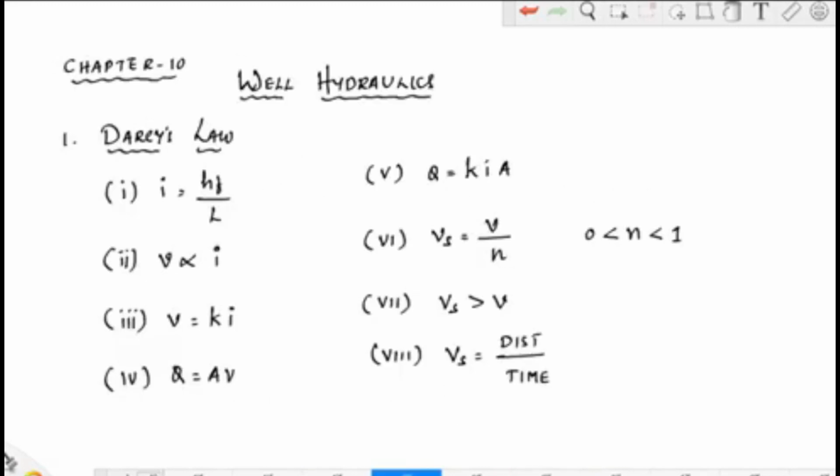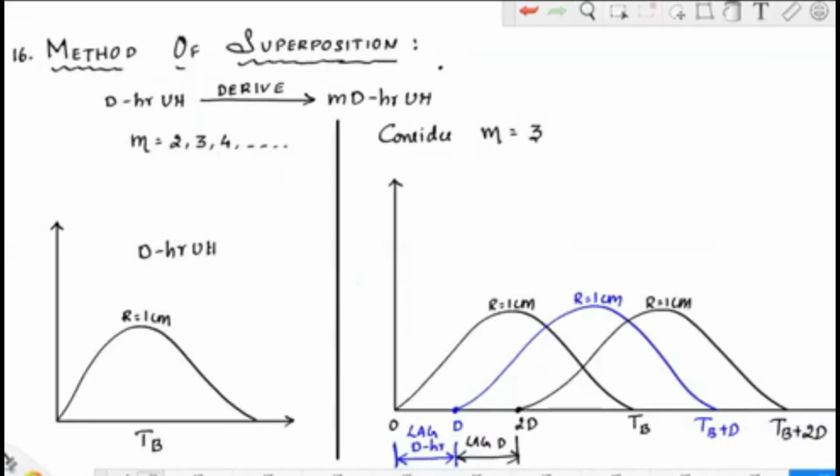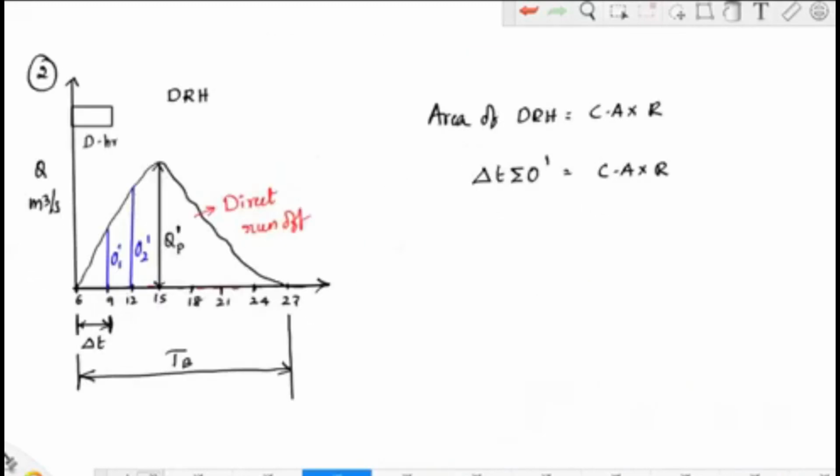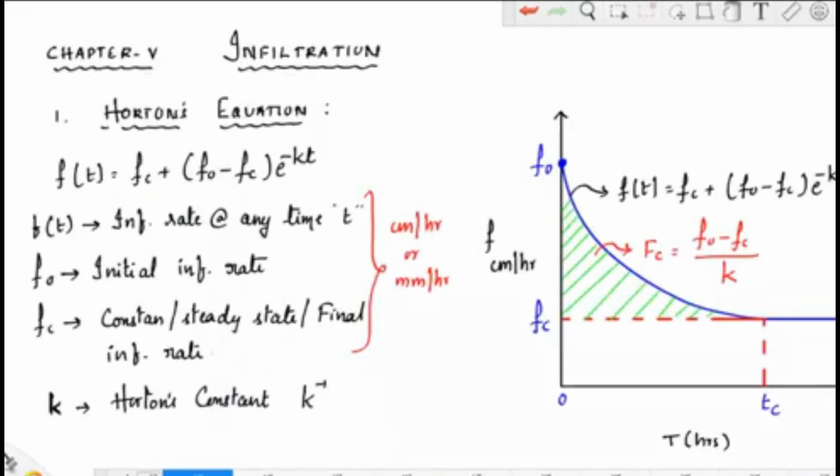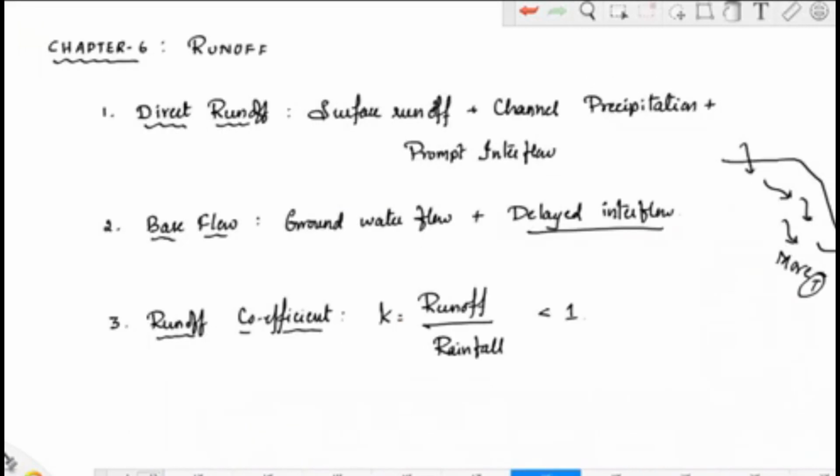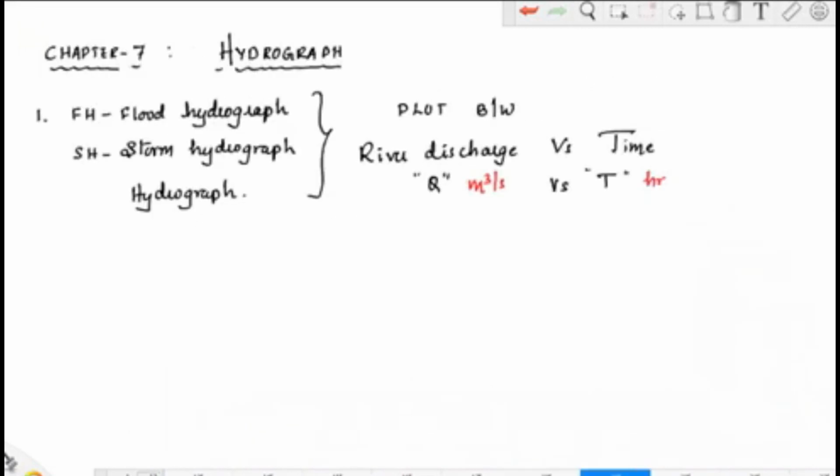Now, from your exam point of view, chapters important will be well hydraulics. I hope you have prepared well for that well hydraulics. Then important will be your infiltration chapter. The next important chapter will be hydrograph. So hydrograph, infiltration, and well hydraulics are important chapters.